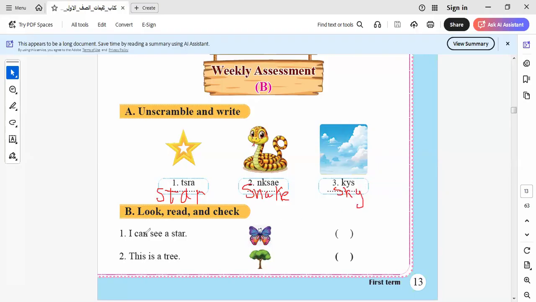Let's go to another one. I can see a star. No, it's not a star, it's butterfly. So this is a butterfly, not a star. This is a tree. Yes, this is a tree. I select this one. Let's go to another one here.